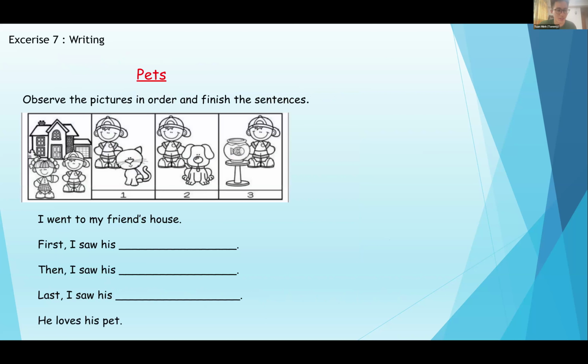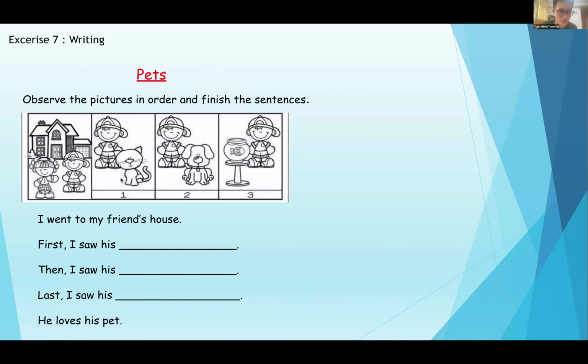For example, here we have an exercise about pets. So you can see there are the boys and girls here. And what is the ordering of the story here? Now let me solve the first sentence for you guys. I went to my friend's house. First, I saw his something.